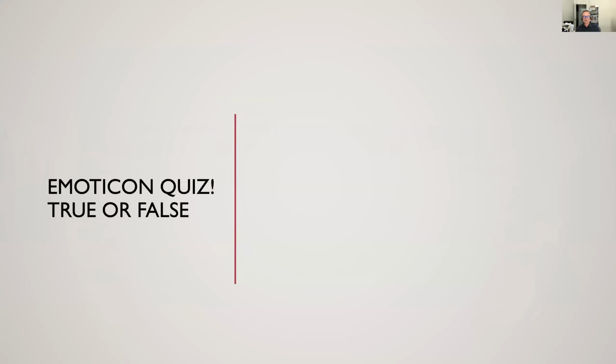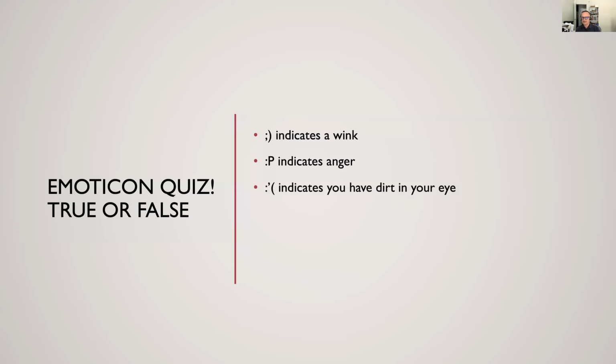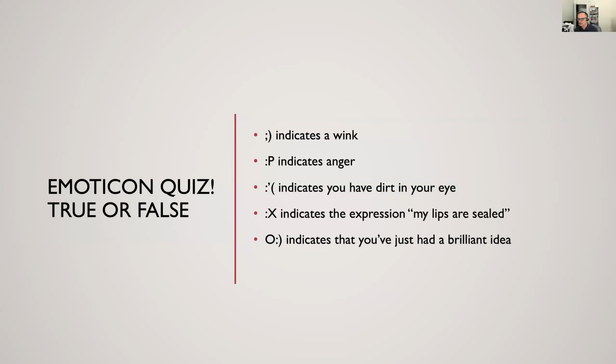So let's do an emoticon quiz, true or false. If you could just write this down informally at home, I'm going to quiz you on 5 different emoticons to see if you know what they mean. So semicolon, closing parenthesis indicates a wink, true or false. And you don't write them in the chat yet. We'll go through them at the end. And this emoticon indicates anger. True or false? This one indicates you have dirt in your eye. All right, the second last one indicates the expression, my lips are sealed. And then the last one indicates that you've just had a brilliant idea. All right, so just look those over and see if they're true or false.